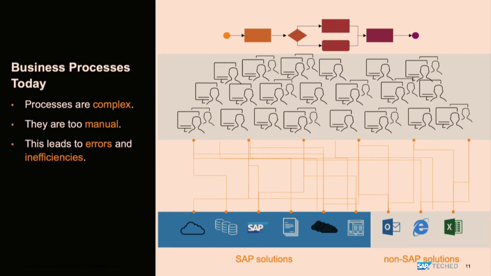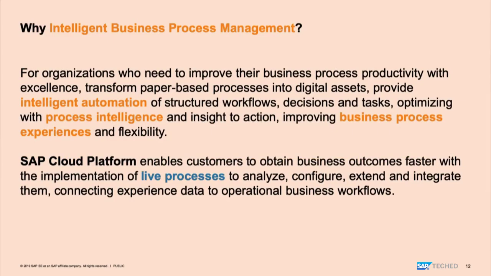And this is what SAP Intelligent Business Process Management is there for. That's what it helps you with. So we are announcing general availability of SAP Intelligent Business Process Management, which is a family of services running on Cloud Platform to increase or improve your business process productivity, basically by giving you three things.